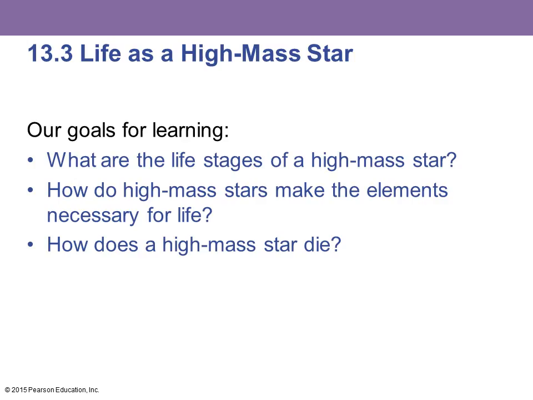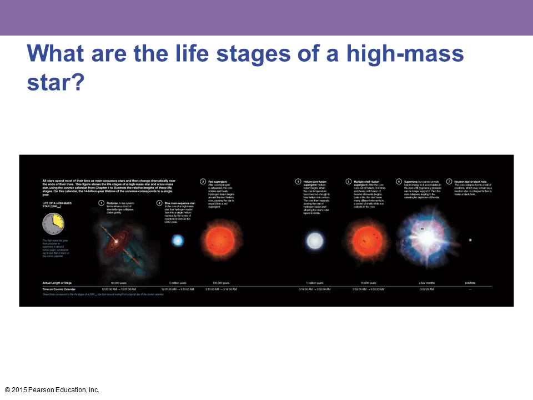Now let's look at life as a high mass star. Obviously, any star in our universe is burning hydrogen, but a more massive star will burn that hydrogen at a higher rate, possibly ending up with a different endpoint as it finishes its life cycle. So what are the life stages of a high mass star? How do high mass stars make the elements necessary for life? And how does a high mass star die? We're going to look at all of these life stages.